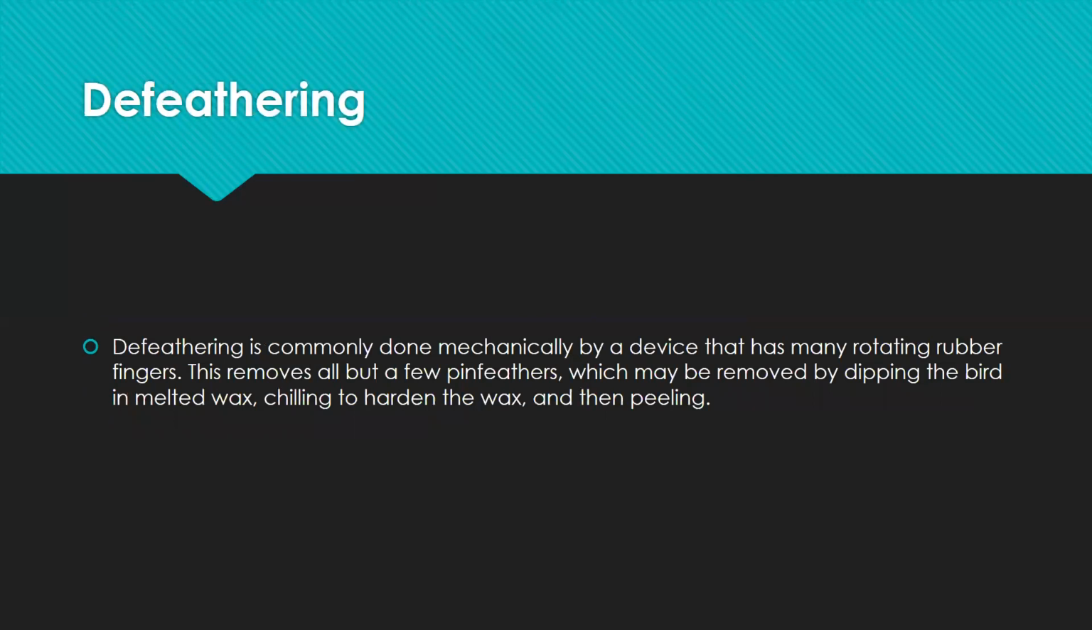Next process is defeathering. It is commonly done mechanically by a device that has many rotating rubber fingers, and this removes all but a few pin feathers, which can be removed by dipping the bird in melted wax, chilling to harden the wax, and then peeling.